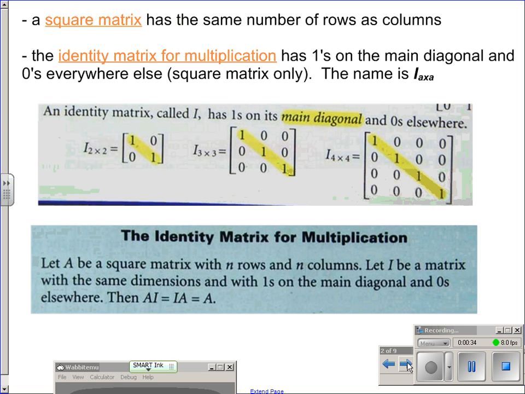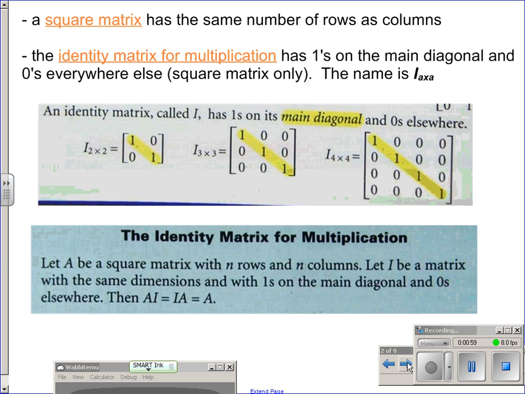First, a couple of terminologies that have to go before this. A square matrix has the same number of rows and the same number of columns. The identity matrix is a square matrix, and it has ones along the main diagonal. And you can see these highlighted pictures here. Those ones, that is the main diagonal.